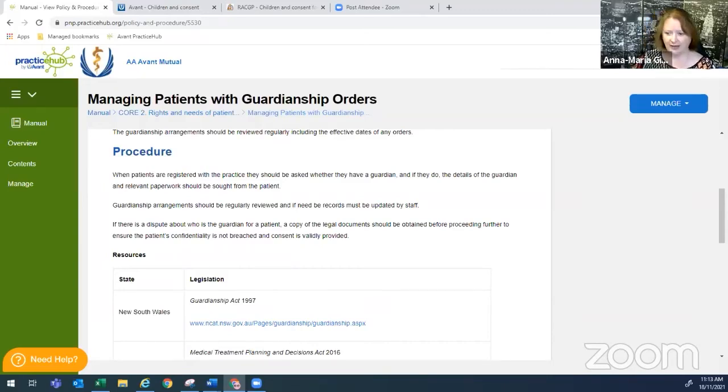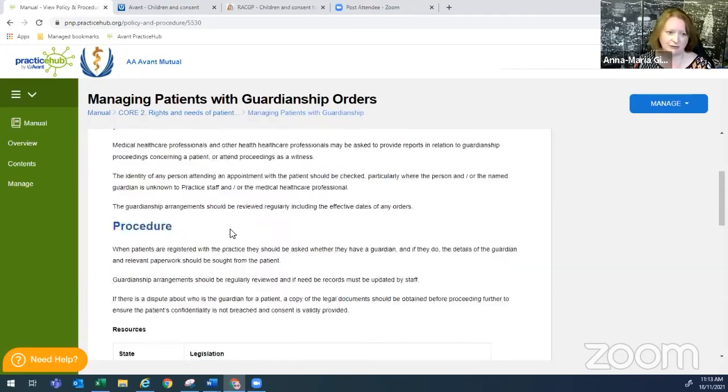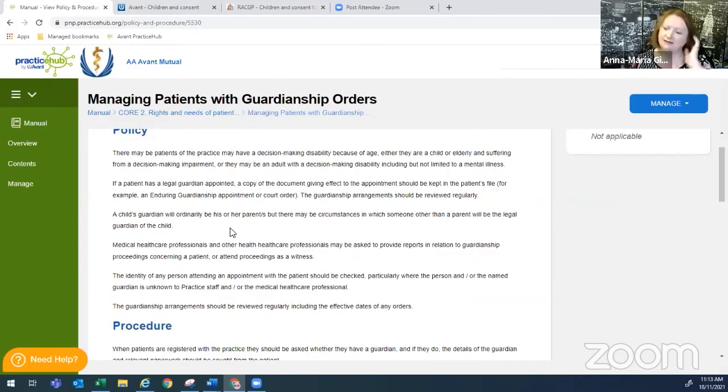All right, so a couple of things just in closing. As you saw, these are a couple of the policy templates in PracticeHub.